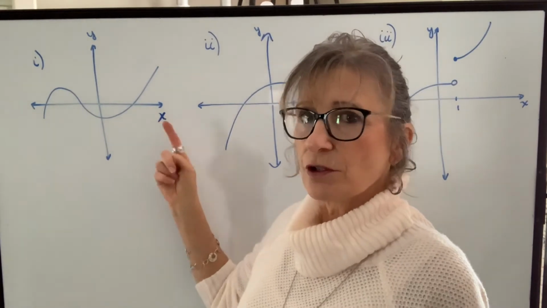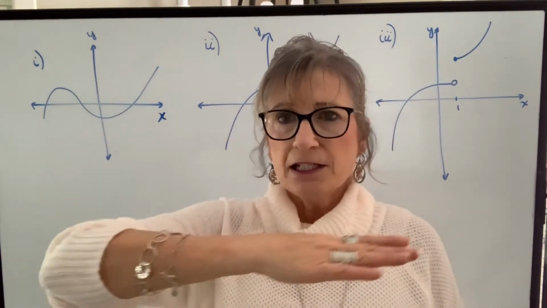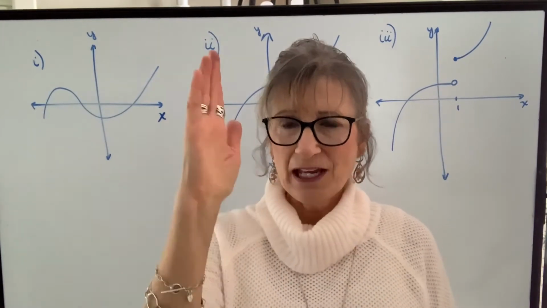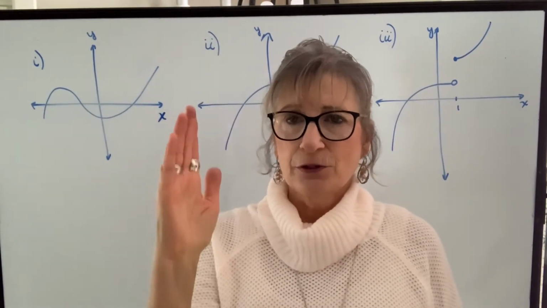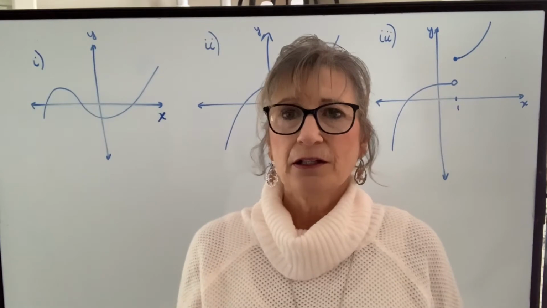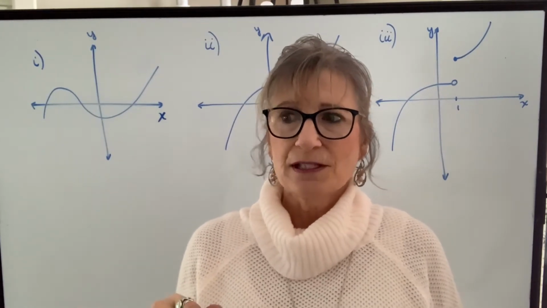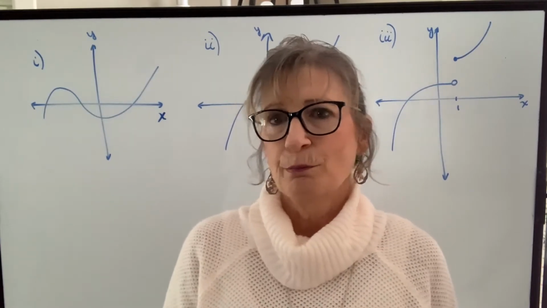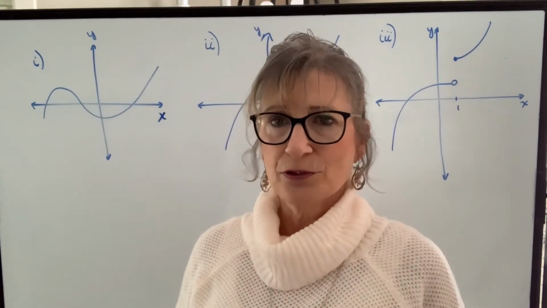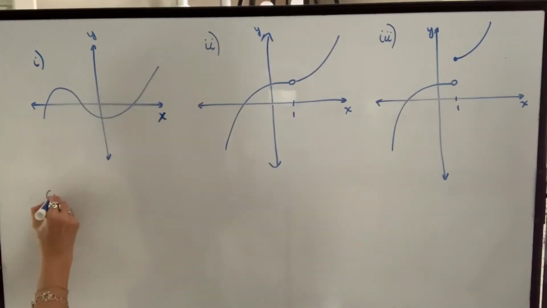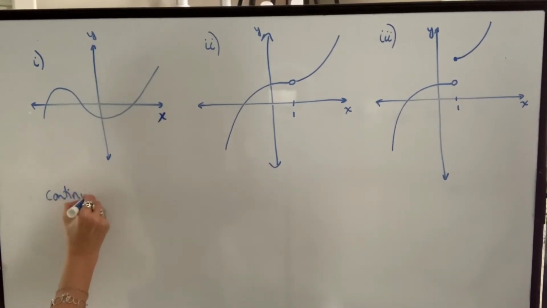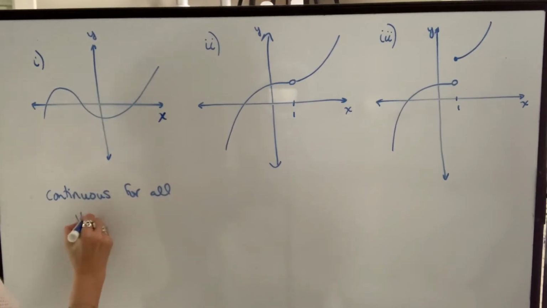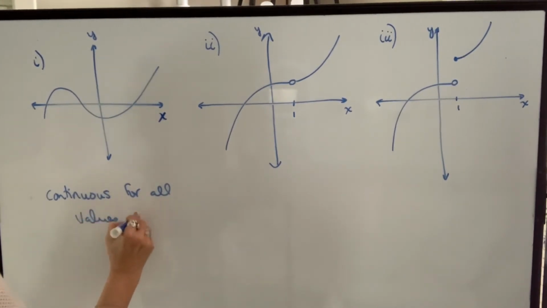In this case, we're calling the independent variable x. The independent variable will always be along the horizontal axis. Your dependent variable is the vertical axis. And I did talk about independent and dependent variables when I talked about functions and domains and ranges. So you might need to go back and take a look at those videos first. We would say this is continuous for all values of x.